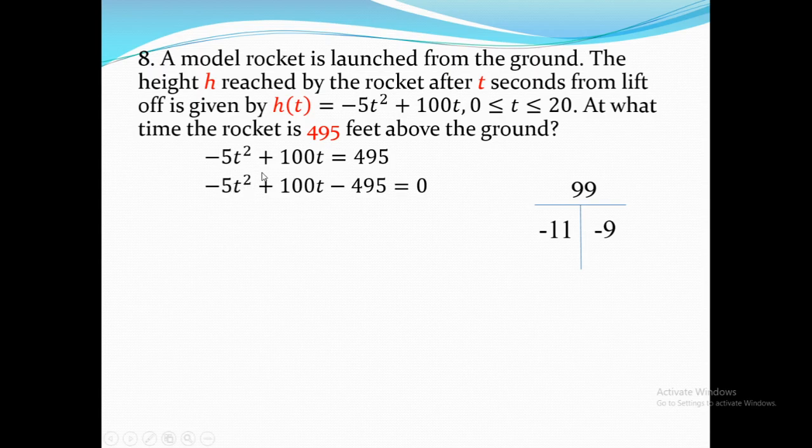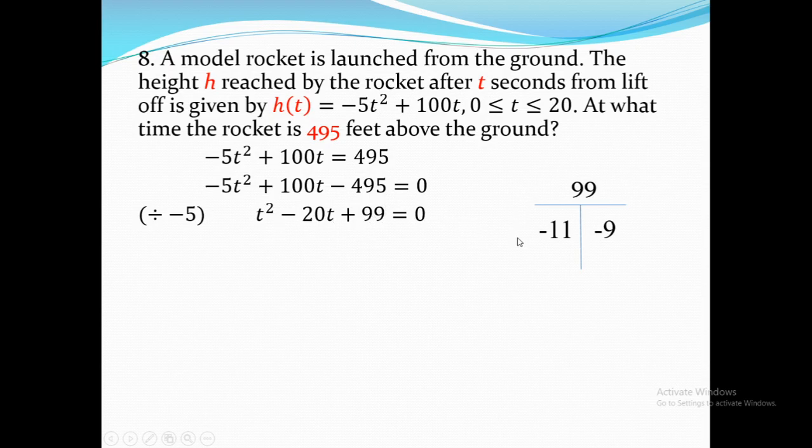When you solve a quadratic equation, the coefficient of t square must not be negative, isn't it? So I'm going to change the sign, or divide this equation by a minus. We can also divide by 5. You can see that this complete equation can be divided by 5. So I'm going to divide by minus 5. So it becomes t square minus 20t plus 99 is equal to 0.